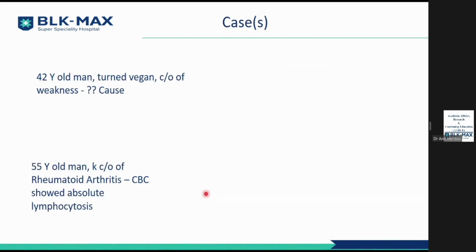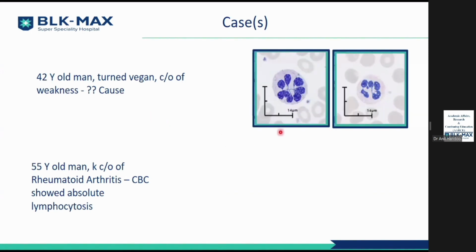I'm showing you two interesting cases right in front of you. One was a 42-year-old man who had turned vegan and was complaining of weakness, and in this patient we were able to pick up these cells. Obviously, I don't think there will be any prizes for this. This is very obviously a hypersegmented neutrophil, the 6-lobe one and the 5-lobe one in this patient. This was a case with B12 and folate deficiency, and he was treated with B12 and folate and became better.